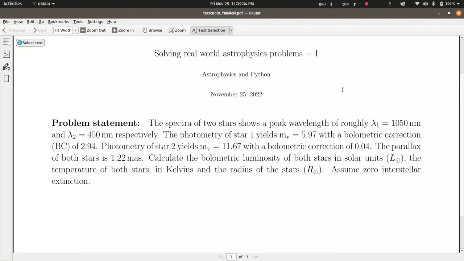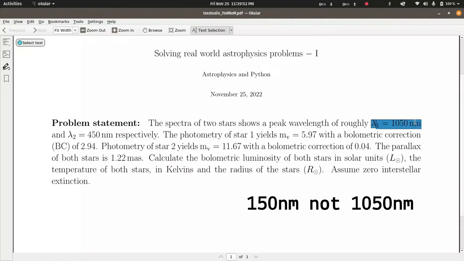So I came across this problem recently, and since it was an interesting problem, I thought I would solve it and share it with you guys as well. The problem statement is that the spectra of two stars shows a peak wavelength of roughly lambda 1 equals 1050 nanometers and lambda 2 equals 450 nanometers.